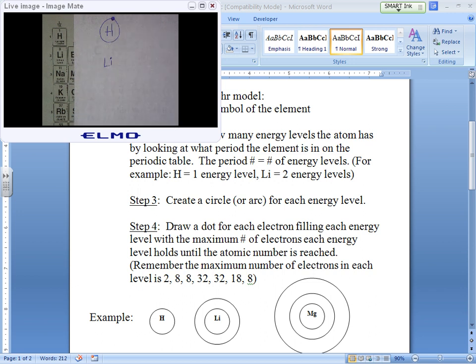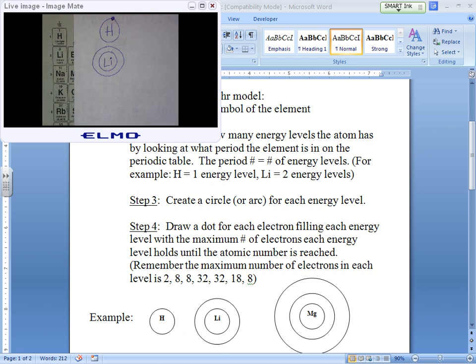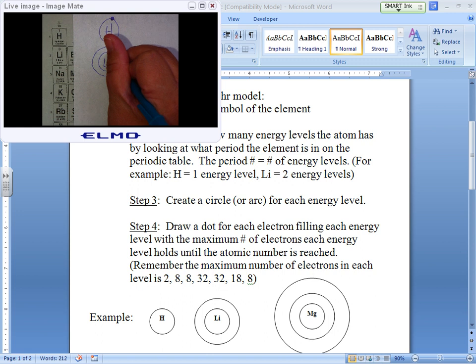Just like that. How many electrons are on the first energy level, Jakari? 2. Can I have more than 2 on the first energy level? No, I cannot. So now I'm going to put my third electron on the second energy level, and it should look something like this. How many people had that on their paper?